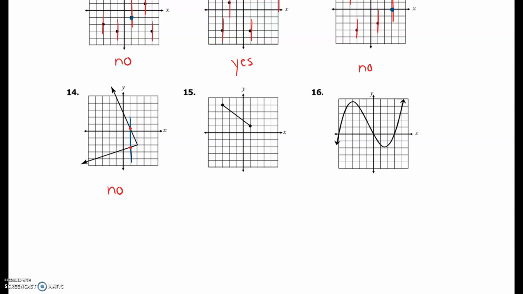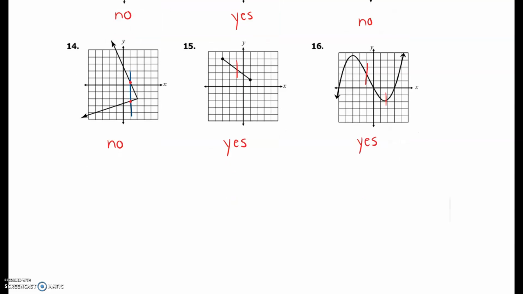However, in number 15, if I was to draw a vertical line at any place on that line, it would only touch 1 point, which means yes, it is a function. And the last one, number 16, again, if we were to draw vertical lines at any location on this graph, it only touches the curve of the graph once at each of those vertical lines. If that is the case, the answer here is yes, this is a function.